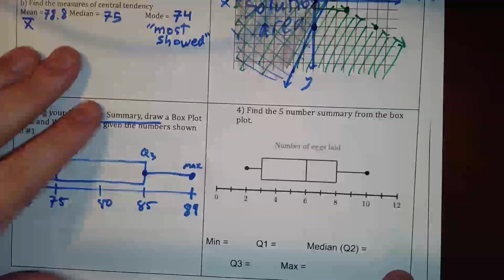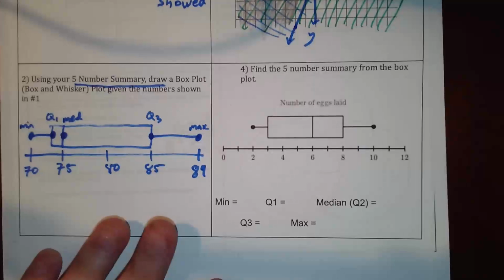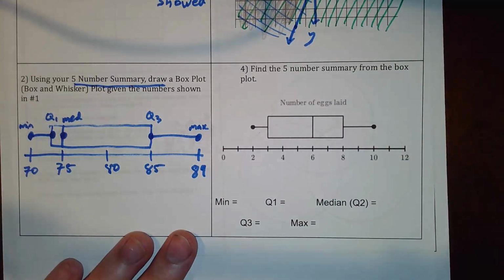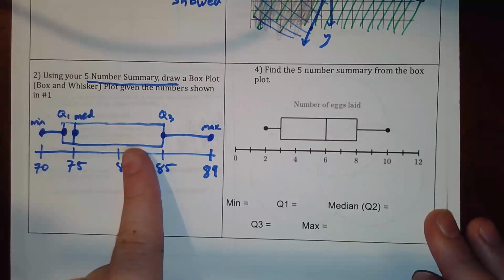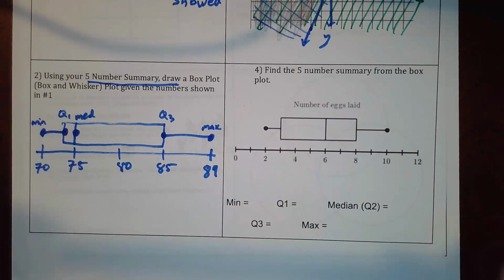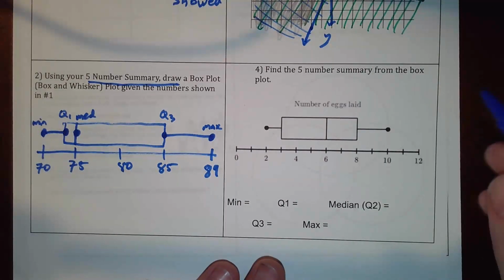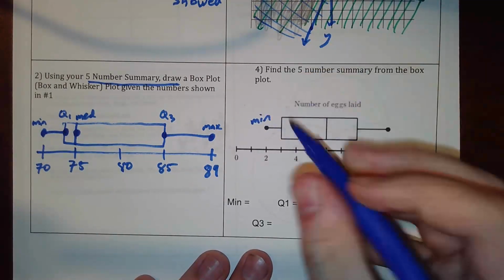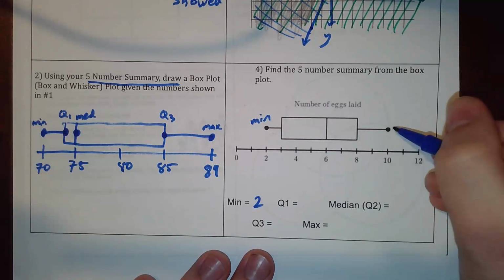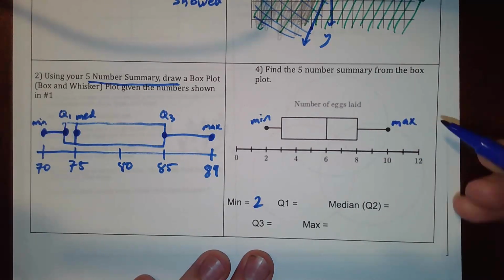Okay, now moving on to number 4. We have a 5-number summary shown on this box plot. Just like number 2, where we created our box plot, we are given one and we have to label which things are which. So minimum is going to be the smallest number. Looks like it's 2. The maximum is the biggest number. Looks like it's going to be 10.